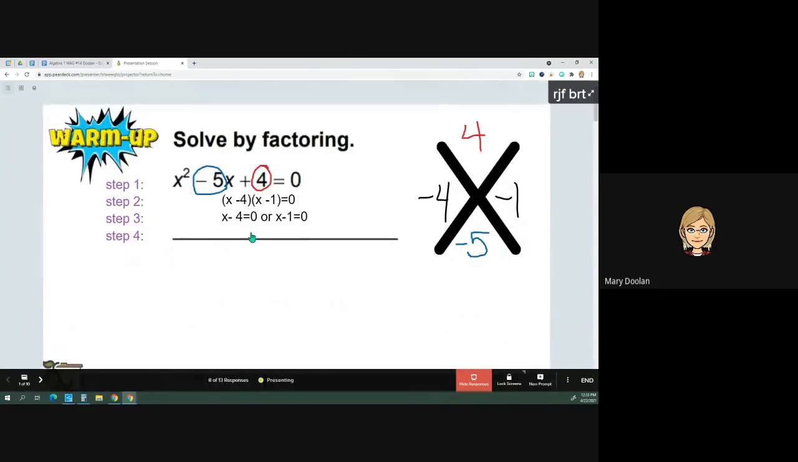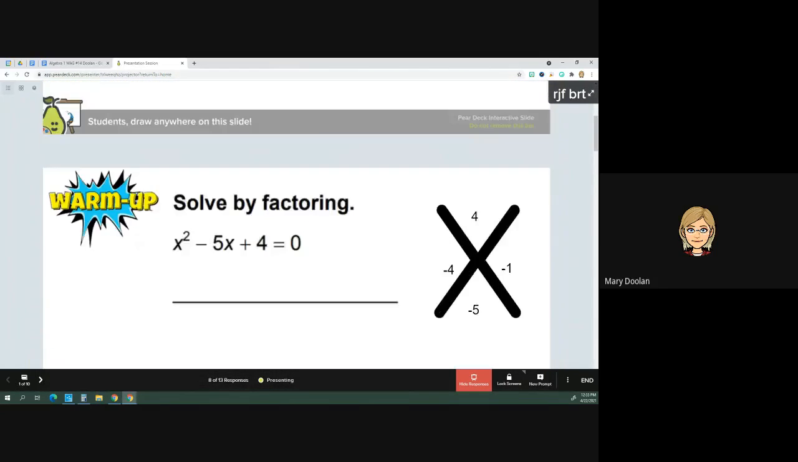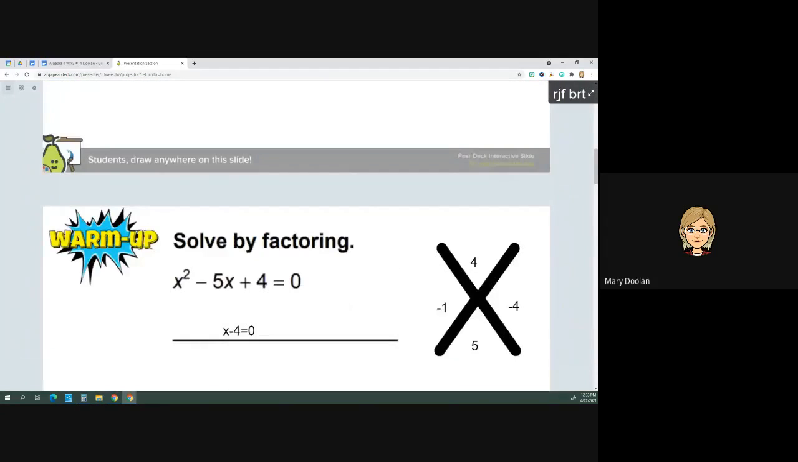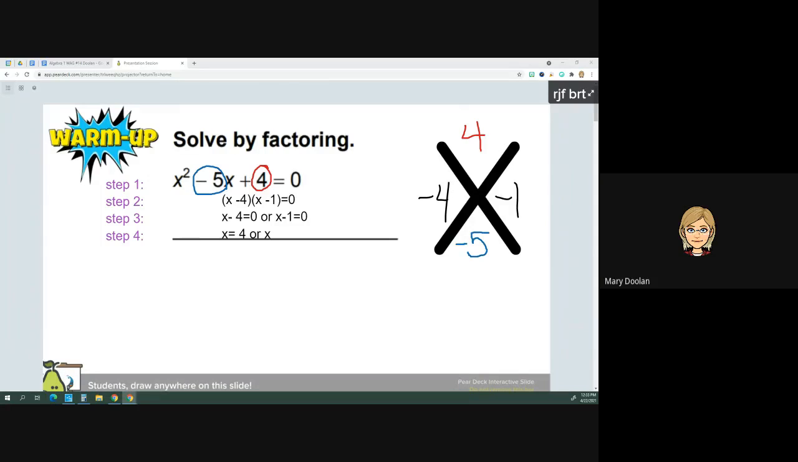Yeah, so right here, x equals 4, or x equals 1. Okay, and you can always check your work too with these. You can plug in and see if you do get that answer. You can check the work.